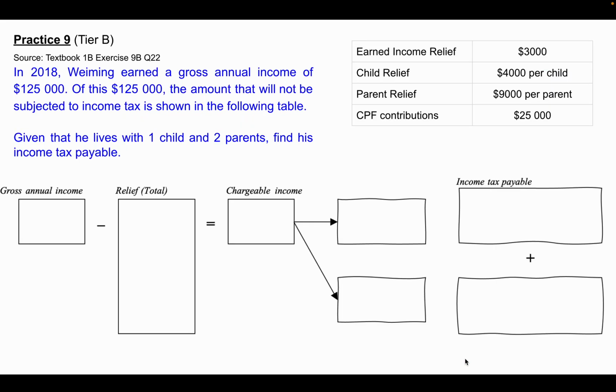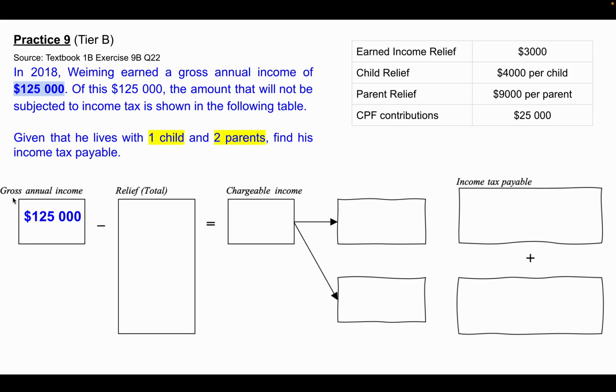Now in another example here, practice 9 in the study notes, Wei Ming earned a gross income of $125,000. And of this $125,000, the amount that will not be subjected to income tax is as shown in the table below. So that is talking about the reliefs, okay? And also note that for CPF contribution, it is also subjected to relief. Now, we have to take note of this next. He lives with 1 child and 2 parents.